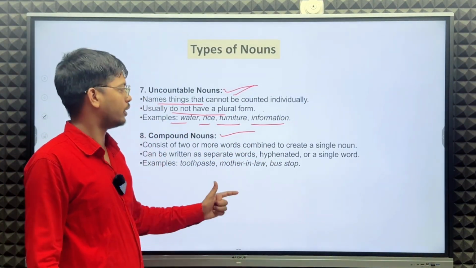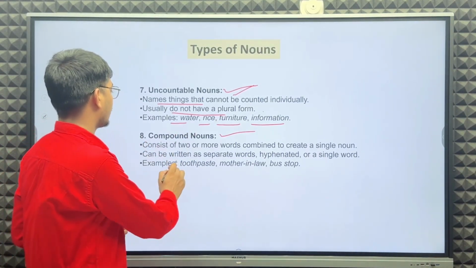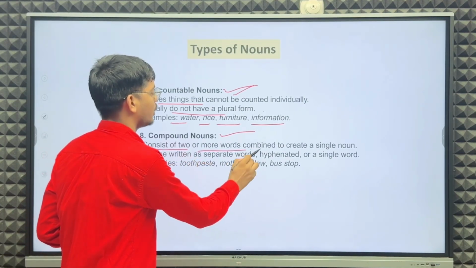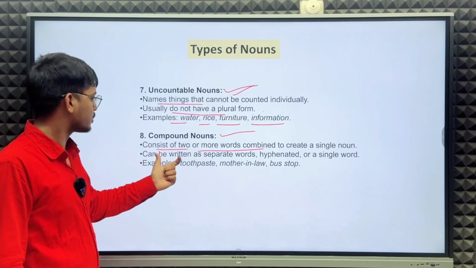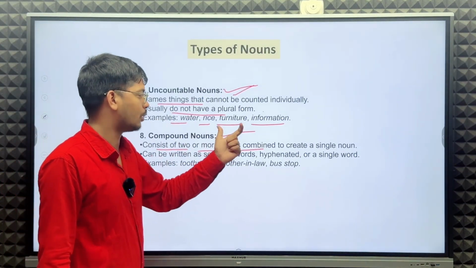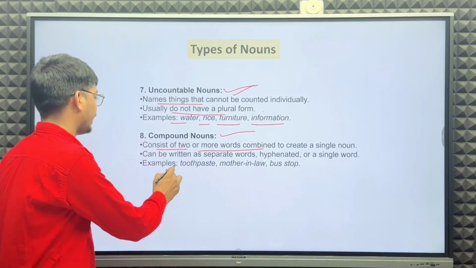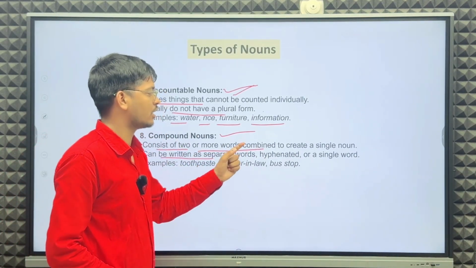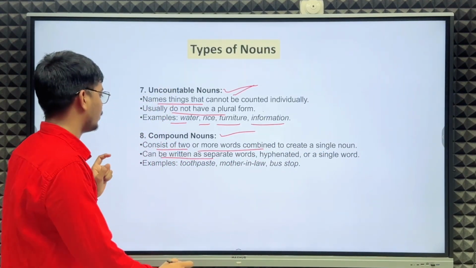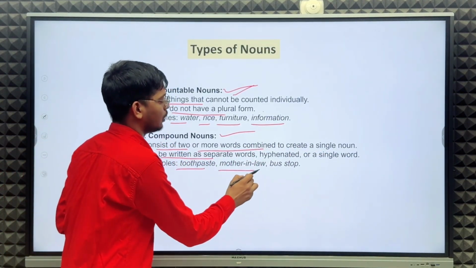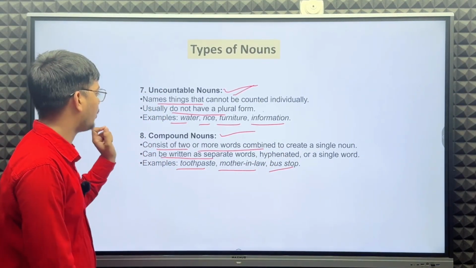Next is compound nouns. Compound nouns consist of two or more words combined to create a single noun. They can be written as separate words, hyphenated, or as a single word. For example, bus stop, mother-in-law, and so on. They are all compound nouns.